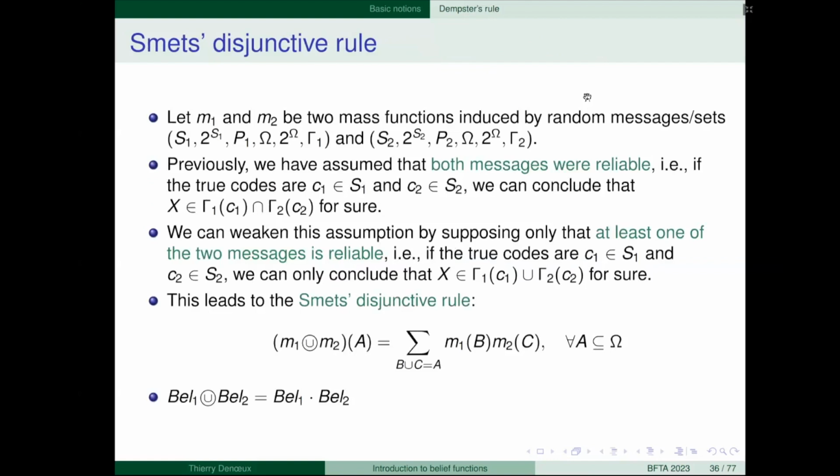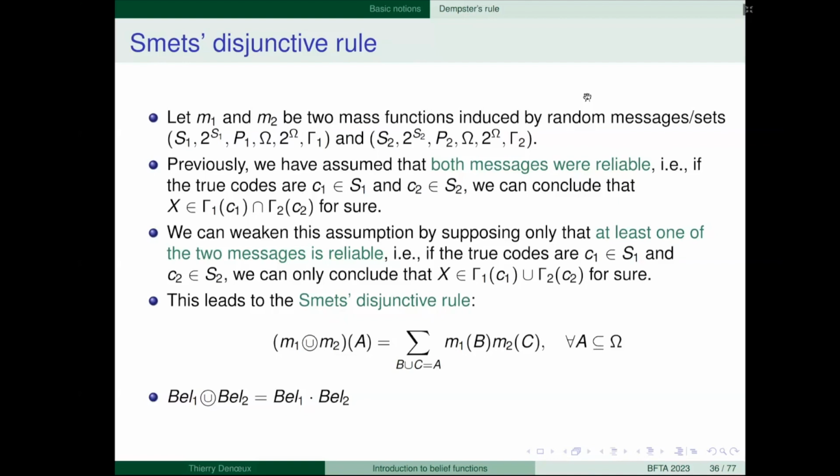Okay, so there is another rule that looks a little bit like Dempster's rule. I call it Smets' disjunctive rule, and it's defined like this. As before, assume that we have these two randomly coded messages. They are also defined as random sets. I will come back later, the last day I think, to this idea of random sets. So you have two coded messages, okay? Previously we assumed that both messages were reliable. It means if you know the true meaning of the message, you get some proposition which is true. Here we relax this assumption. We assume that at least one of the two messages is true. Either one or the other is true.